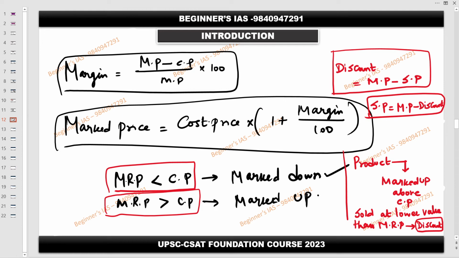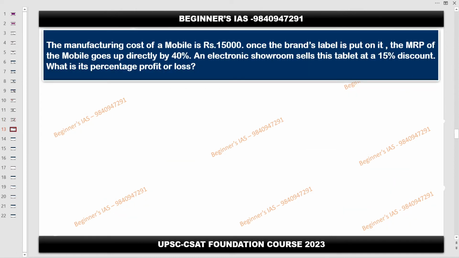Fine. Now, shall we move to the problem? One problem for the better understanding. Listen. A manufacturing cost of a mobile is rupees 15,000. Once the brand label is put on, the MRP of the mobile goes up directly by 40%. An electronic showroom sells that mobile at a 15% discount. So what is the percentage profit or loss?